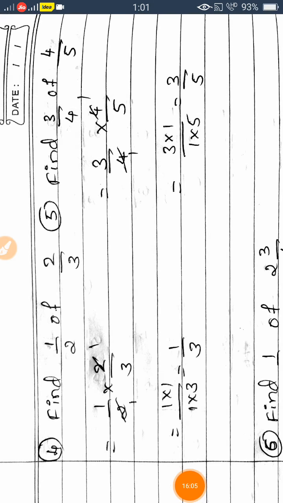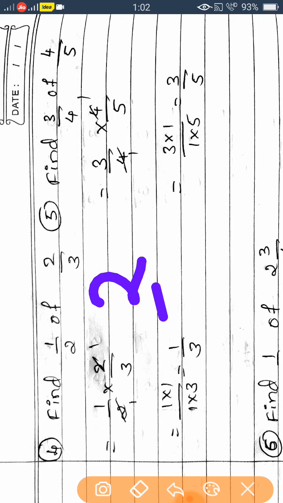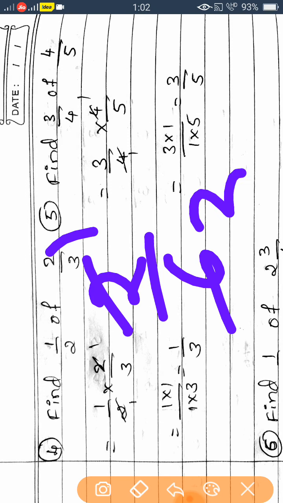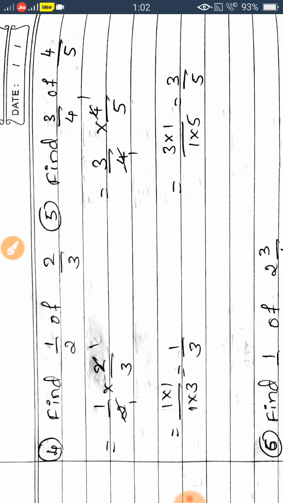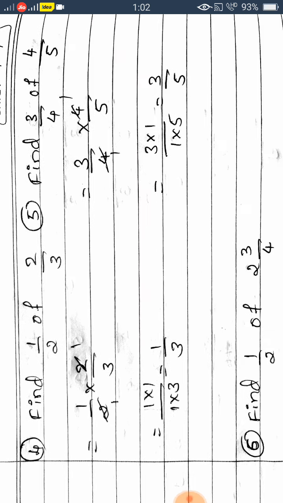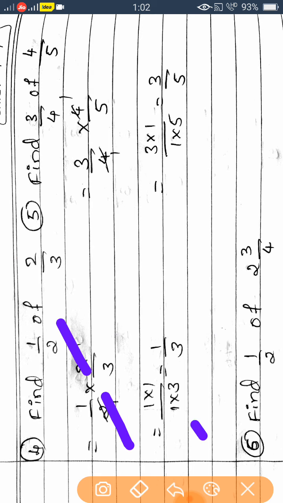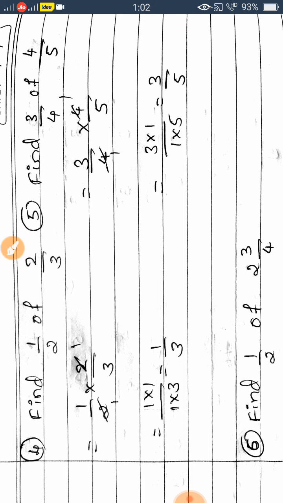Next see the fourth one. Find 1 by 2 of 2 by 3. That is nothing but 1 by 2 into 2 by 3. See, numerator to numerator, denominator to denominator. If you want, you can multiply like this: 2 by 6, and 2 ones are 2, 2 threes are 6, so 1 by 3 will come. Or else I have cancelled here. 2 ones are 2, 2 ones are 2, I have cancelled. 1 into 1 is 1, 1 into 3 is 1 by 3. Here also I have cancelled, because this is from exercise 2.2, so you can easily write it without multiplication.